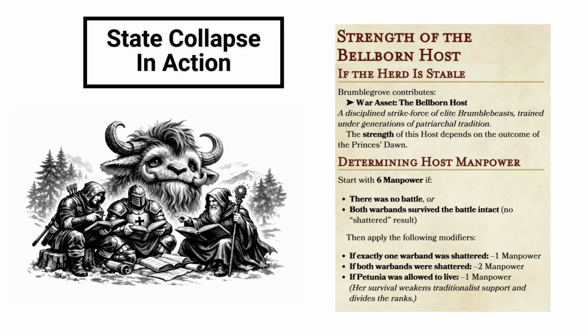Finally, we will evaluate the final strength of the Bellborn host. The resolution interface defines a baseline contribution of 6 power if the herd is stable. However, if the heiress Princess Petunia was spared, the shame causes desertion and you lose 1 power of the 6. Additionally, casualties suffered during the internal conflict can further reduce this by 1 each, resulting in a range between 3 and 6. This final numeric output represents how much power the herd contributes later in the campaign, and if the herd is fractured, the host contribution is nullified entirely.